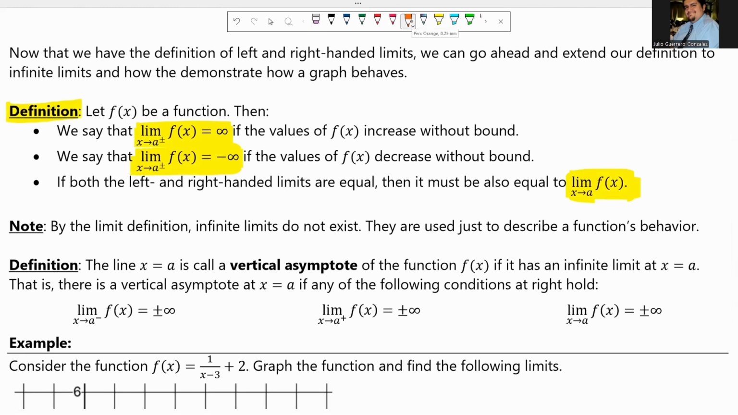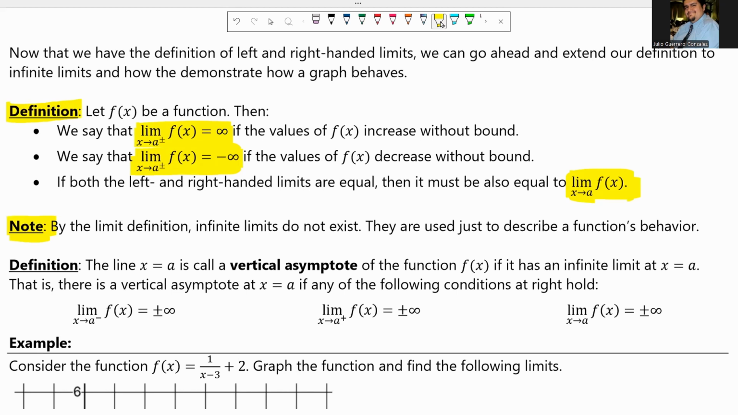So I got to put up this note. By the limit definition, okay, infinite limits do not exist, okay? Because the limit was supposed to be defined as the approaching toward a specific y value, right? Infinity is not a value, okay? But they are used to describe a function's behavior still, okay?